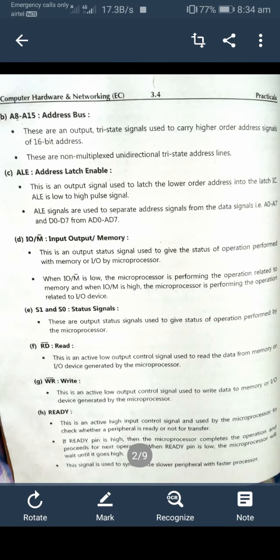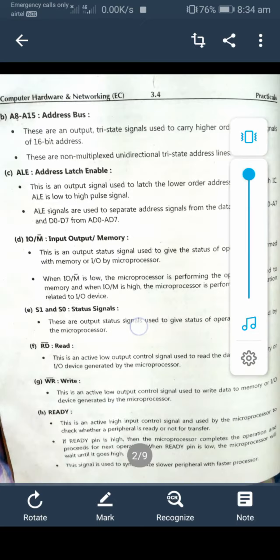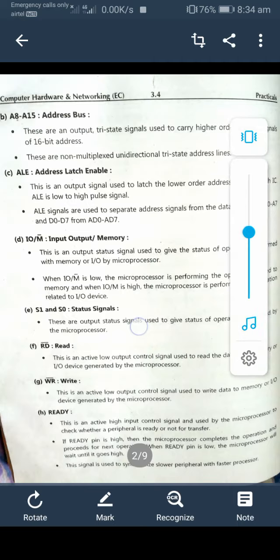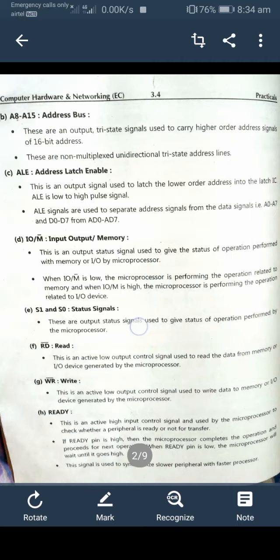A8 to A15, address bus. These are output tri-state signals used to carry higher order addresses of the 16-bit address. These are non-multiplexed unidirectional tri-state address lines.